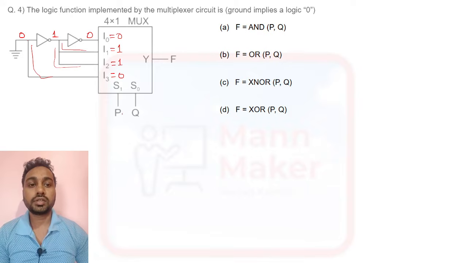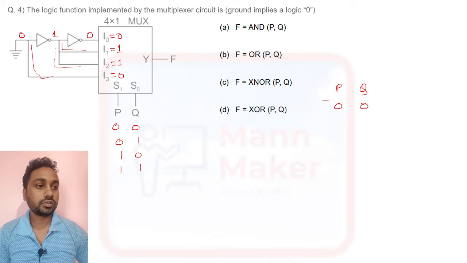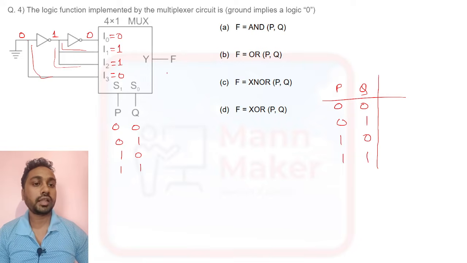Now this is a mux, so we have two select lines, S1 and S0, that is P and Q. So we have four conditions: 0 0, 0 1, 1 0, and 1 1. We have four conditions, and the output is F.